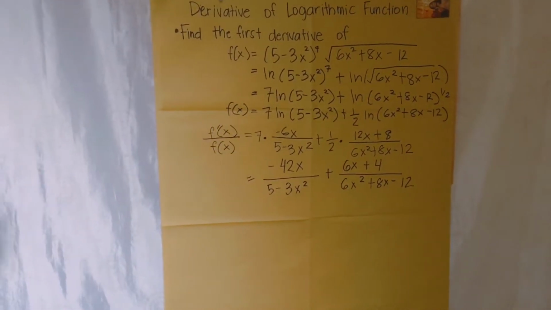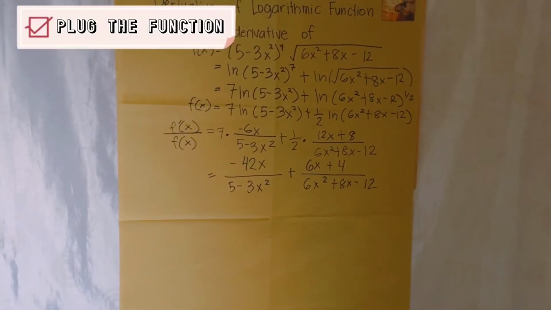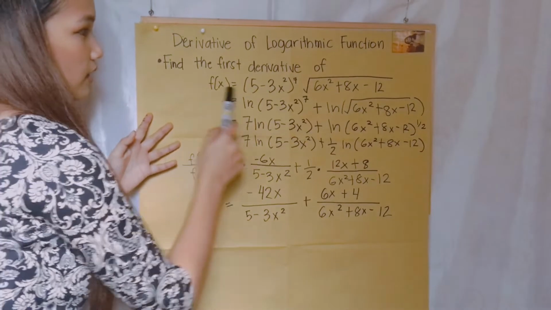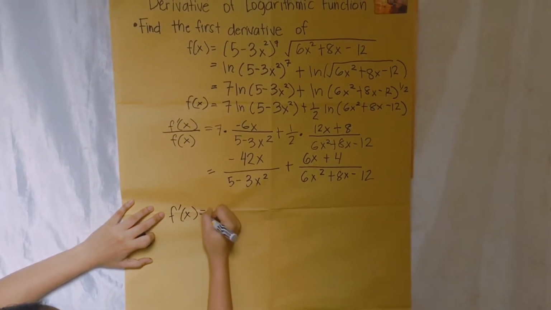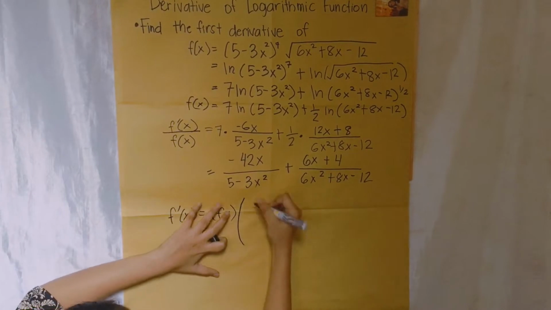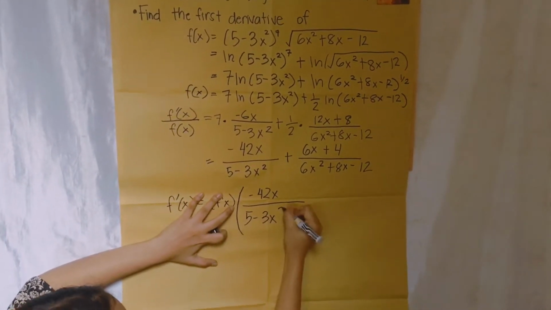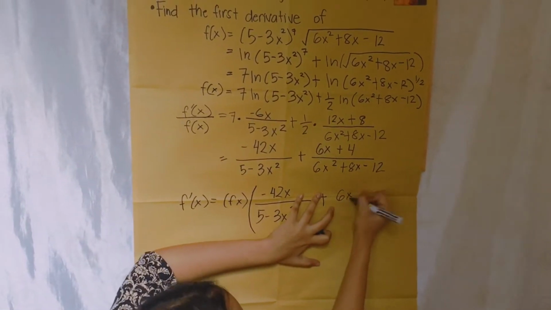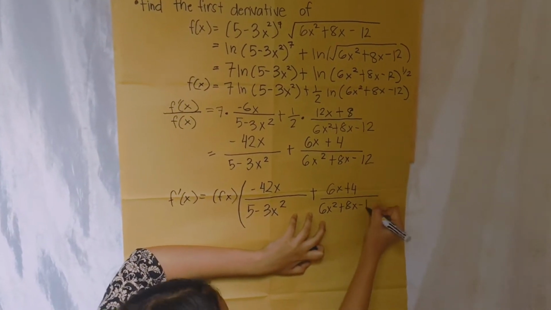Now we have the derivative. So we have solved for the derivative. We are now going to plug in the first function f of x and the derivative, which is negative 42x over 5 minus 3x squared. Remember that we are only looking for the first derivative, over 6x squared plus 8x minus 12.